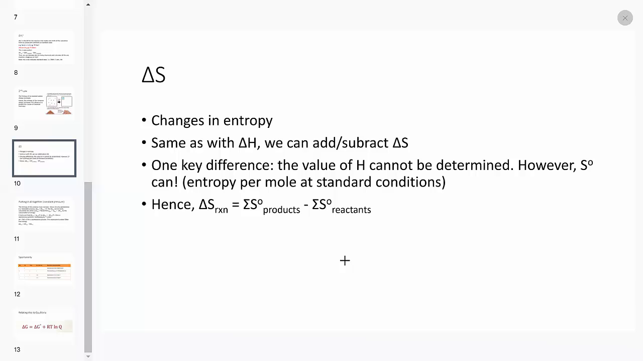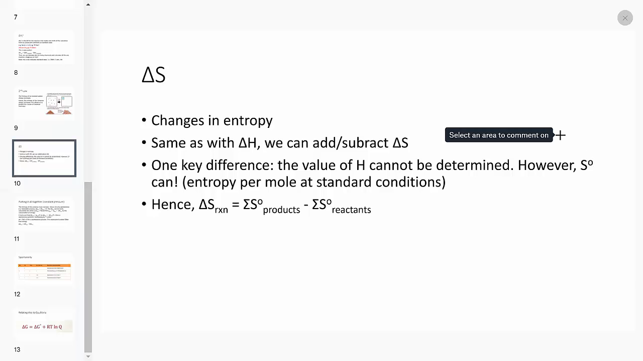So just like with delta H, we can add and subtract delta S. But the main difference is that the exact value of enthalpy or internal energy cannot be determined. However, we can determine the exact value of entropy. So we have S naught. So S naught is the entropy per mole of substance at, of course, standard conditions.